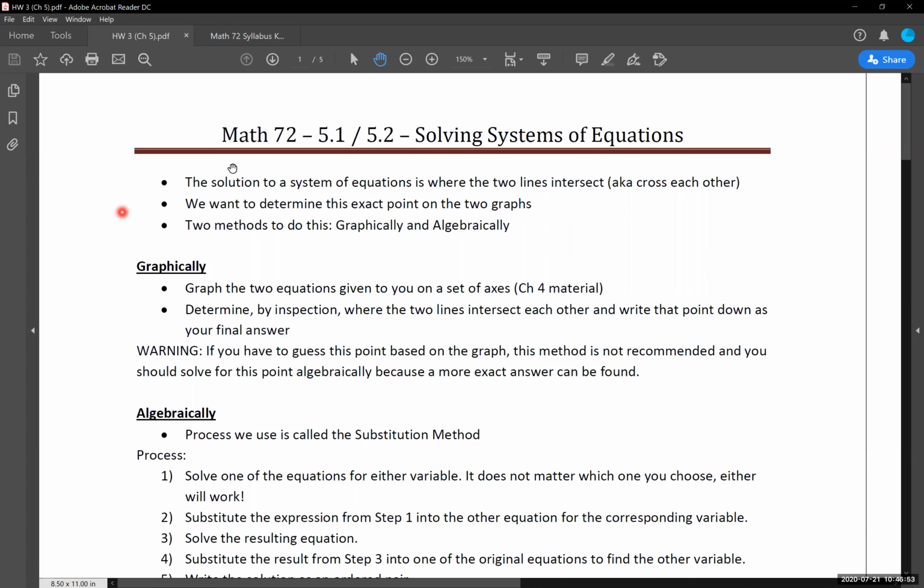So our main definition is for solving a system of equations, and primarily a solution to a system of equations. The solution to a system of equations is where the two lines intersect, or where they cross each other. We want to determine this exact point on the two graphs.